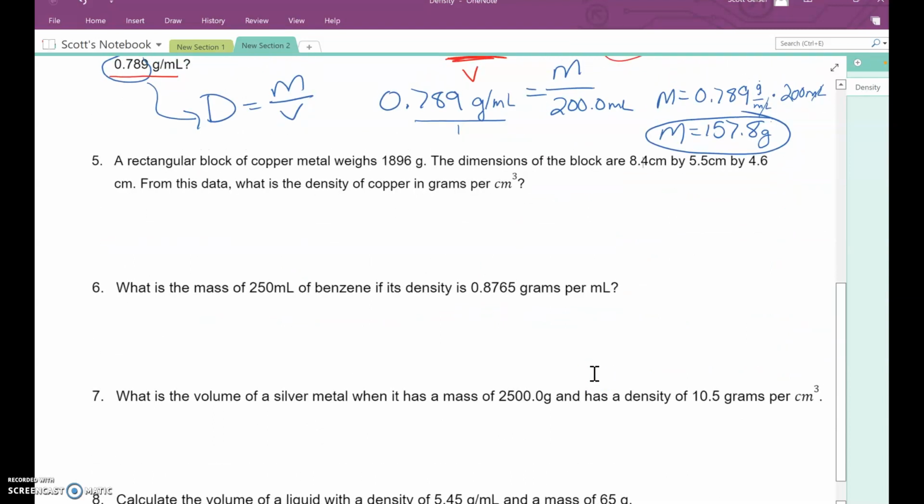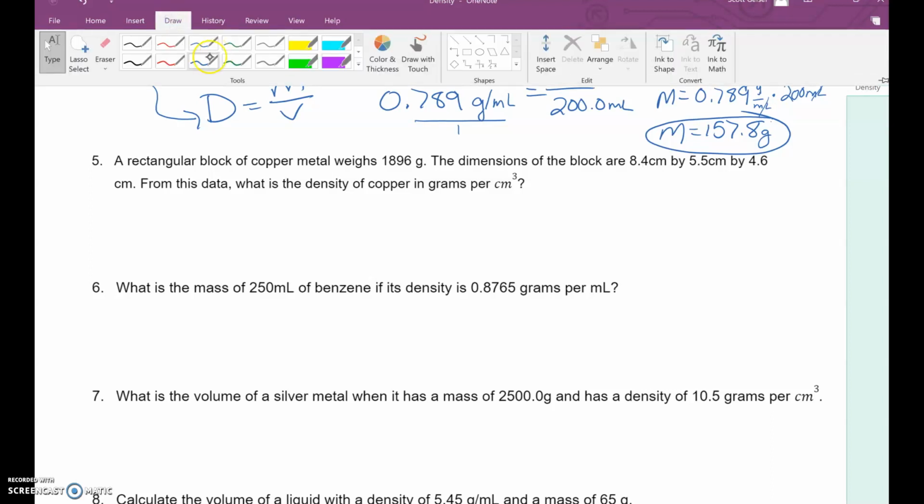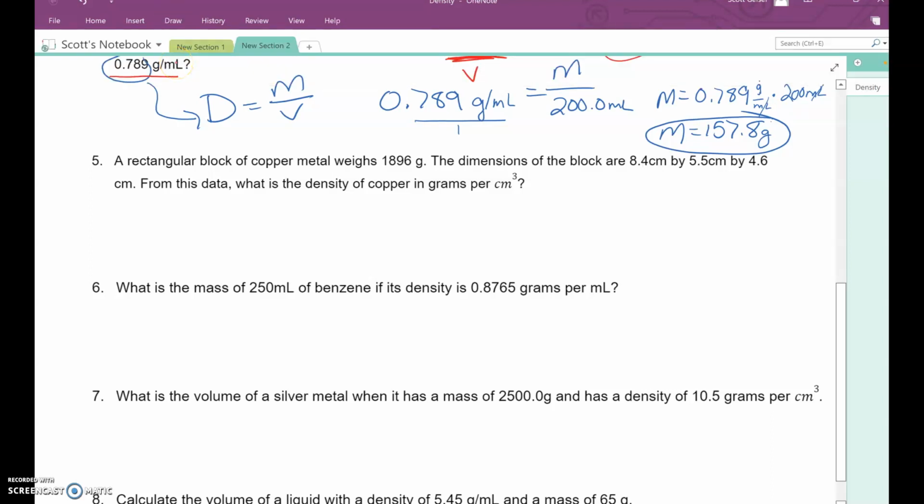If we look at the next one, you guys can move on if you want. If you want to pause me and go try these on your own, you can do that. A rectangular block of copper weighs 1896 grams. Oh, it gives us dimensions here: 8.4 times 5.5 times 4.6 centimeters. What is the density? It is asking for density. I'd maybe circle what it's asking for. Density equals mass over volume. However, it makes it so we have to calculate our volume.